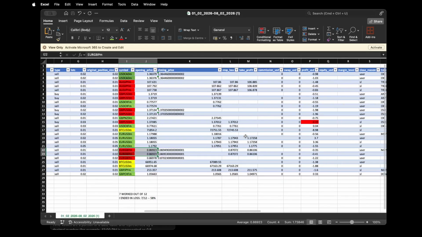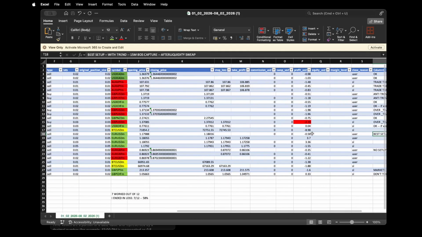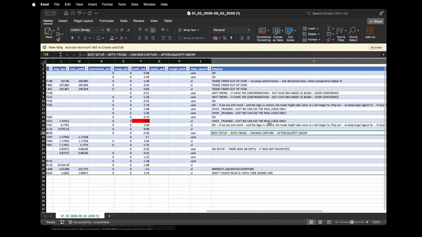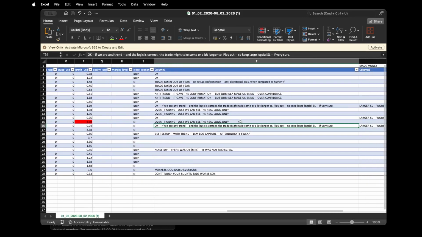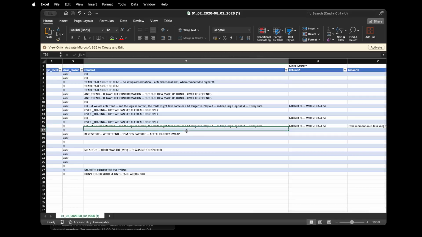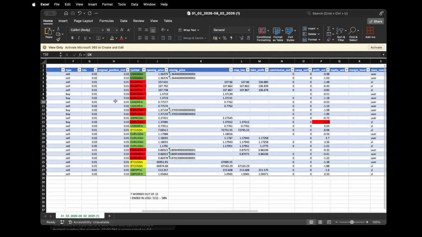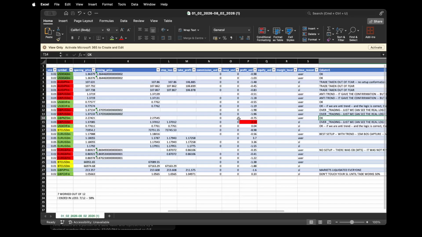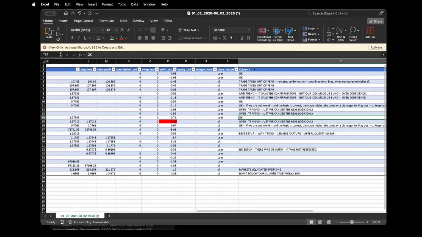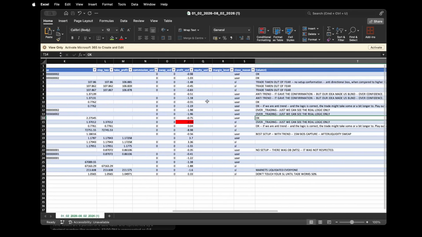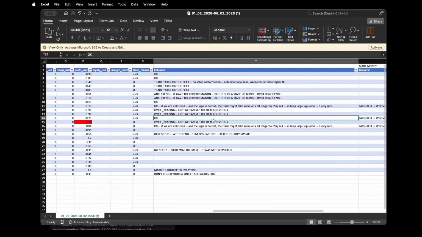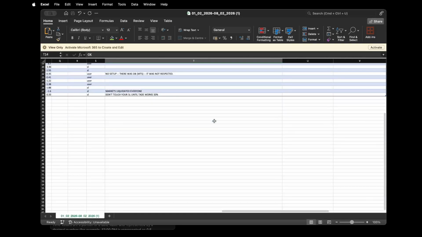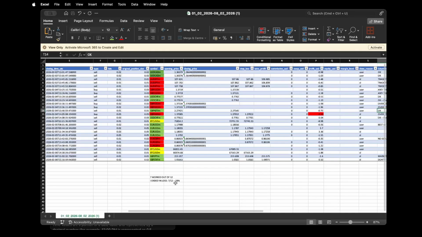Best setup was there, and we made profit, so no issues. Anti-trend, again small SL. Small SL was there. Okay, it was okay, and we made profit. So the learnings for Feb, I will save it as Feb first week.